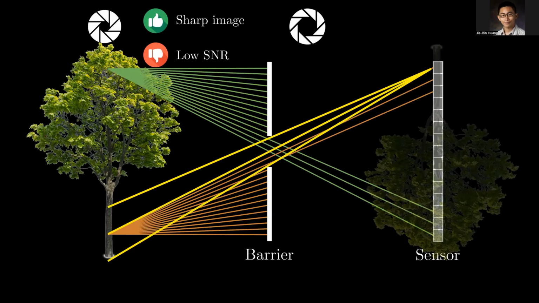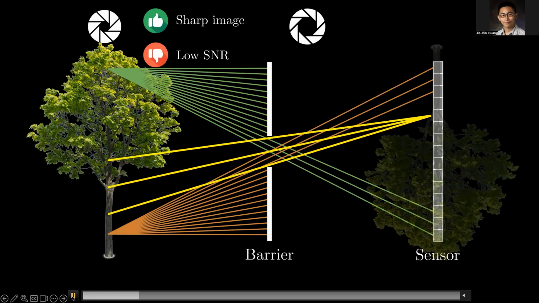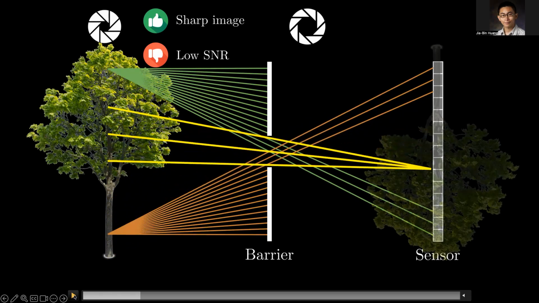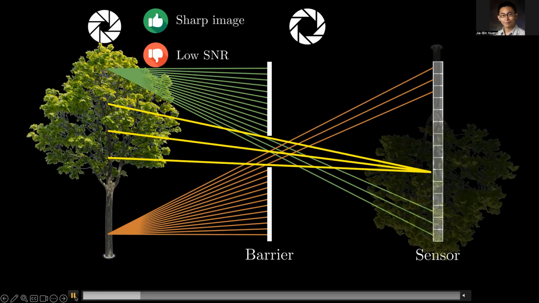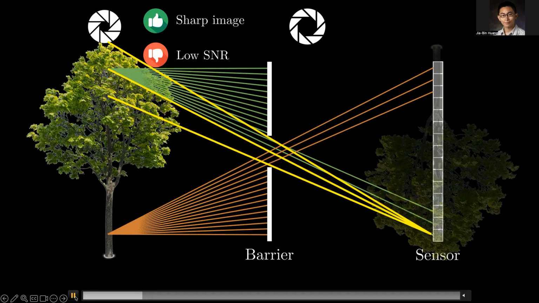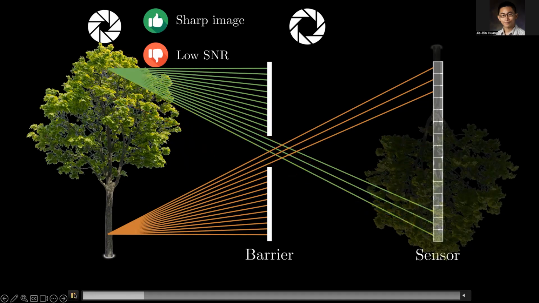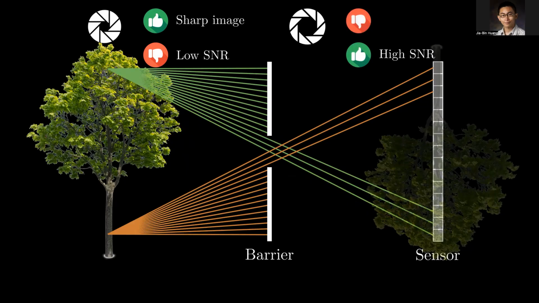Now you see what happened. For every location on the pixel sensor, you actually see multiple lights. You receive more light, so you get less dark and more signal from the scene. You address this low SNR problem. But what is the downside of this? Any idea?